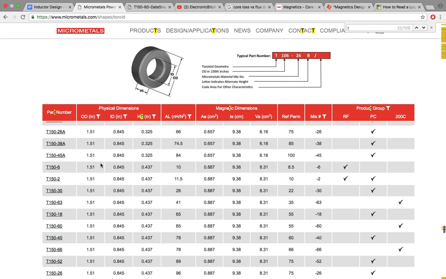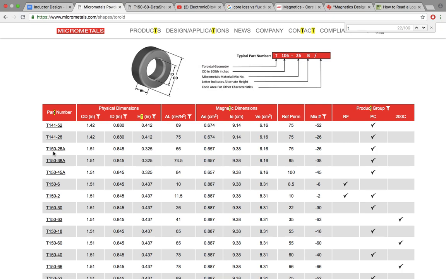One interesting thing is this T150. If you see, there are a lot of T150 cores, and the dimensions are exactly the same. All the dimensions are the same. So what is the difference? The difference is in the AL value. Depending on the material, their AL values are different. So if you are designing something and you need some AL value, you can choose accordingly. This is an advantage over here compared to other magnetic cores also. Okay, so now our requirement is that 1 point.